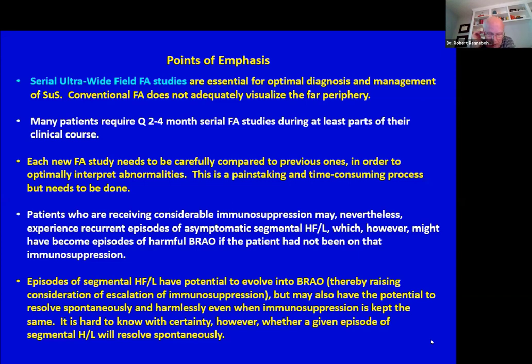Patients who are receiving considerable immunosuppression may, despite this, experience recurrent episodes of asymptomatic segmental hyperfluorescence and leakage, which, however, might have become episodes of harmful BRAO if the patient had not been on that amount of immunosuppression. Episodes of segmental hyperfluorescence and leakage have the potential to evolve into regrettable BRAO, thereby raising consideration of escalation of immunosuppression, but may also have the potential to resolve spontaneously and harmlessly, even when immunosuppression is kept the same.